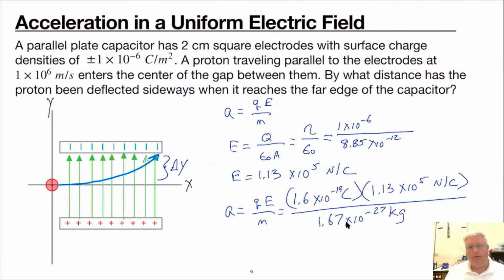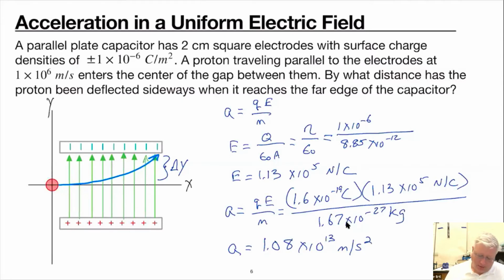So although electrons and protons have the same amount of charge, they don't have the same mass. So that's the only difference. Okay, so if we plug this in, we'll find an acceleration of 1.08 times 10 to the 13th meters per second squared. Now we know how much the electric field is going to cause the proton to accelerate.